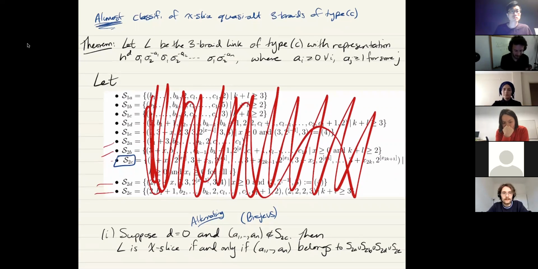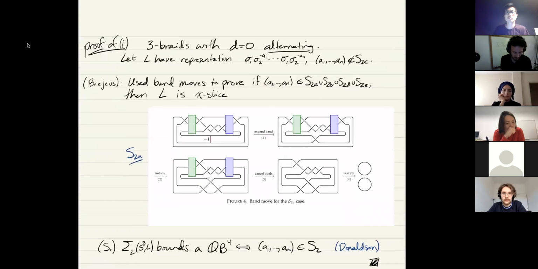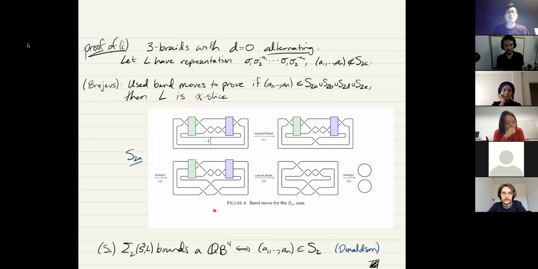So what I want to do is highlight the proof of this. And it's in 2 parts. The first part is if you take anything in these sets, then you're able to do some band moves and show that the 3 braid bounds an Euler characteristic 1 surface. And then the second step is to show that if you're not in any of these sets, and still not in S2C, then the double branch cover does not bound a rational ball, obstructing them from being chi-slice. So it's a 2-step process. I'm going to skip over these other 2 for now and go down to that proof and show you some beautiful pictures that Vitaly put in his paper.